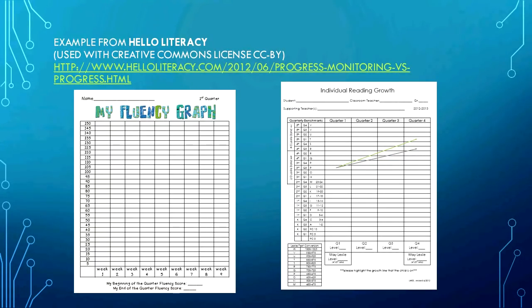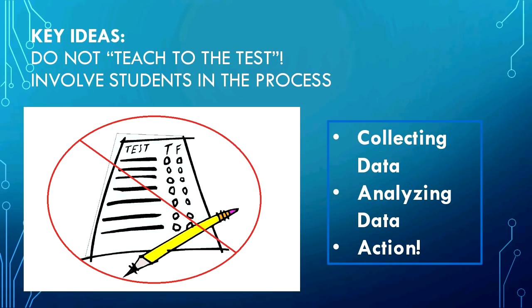And fluency is easy because you just use a stopwatch, and you can even use a wristwatch or your cell phone now, and time them for a minute, and then you count the number of words they can read in a minute at that grade level. So it's great to track fluency because you can visibly see their progress.